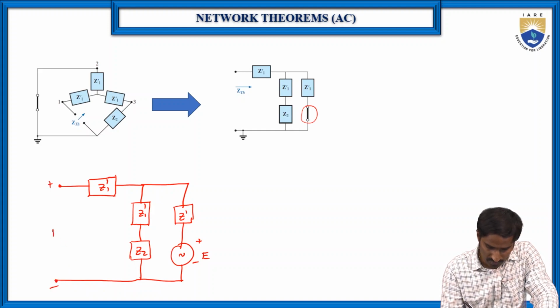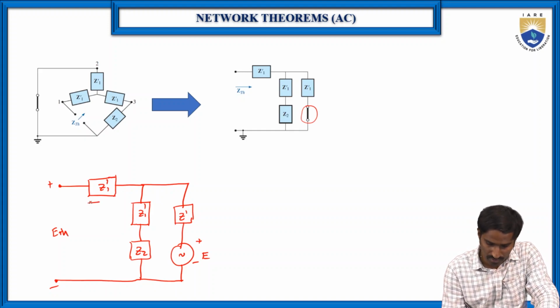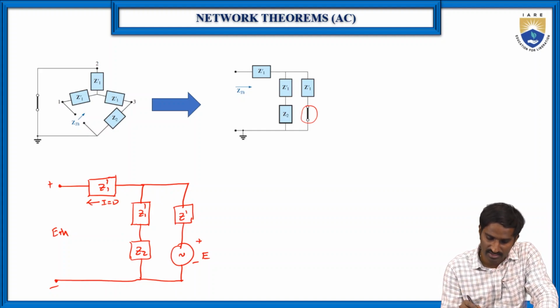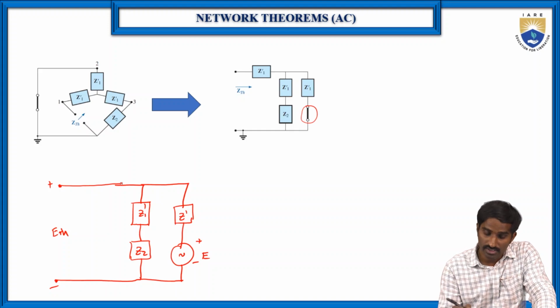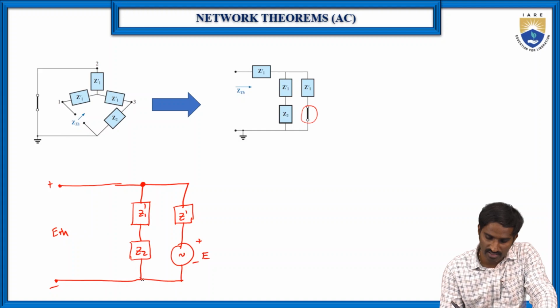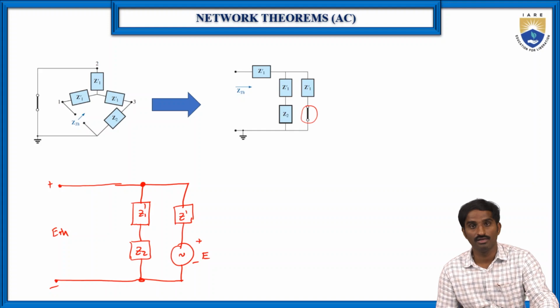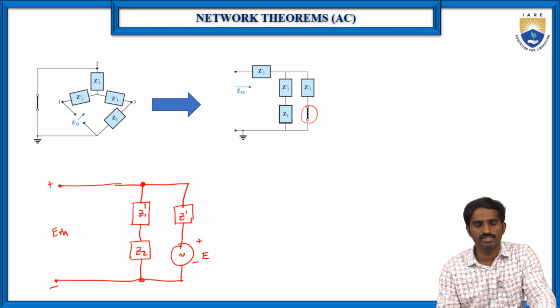Now here we need to find the E Thevenin. Since this is connected to an open circuit, the current flowing through this particular element is equal to 0, which means we can neglect this one. So directly we can draw like this. What is the E Thevenin? It is the voltage across these two terminals. The voltage across Z1 dash plus the voltage across Z2 is the E Thevenin, right? Here we can simply apply the voltage division rule.